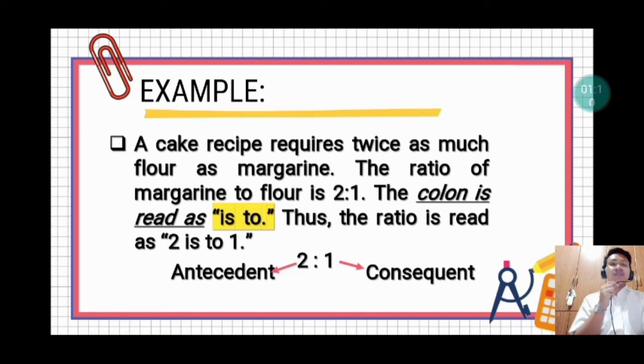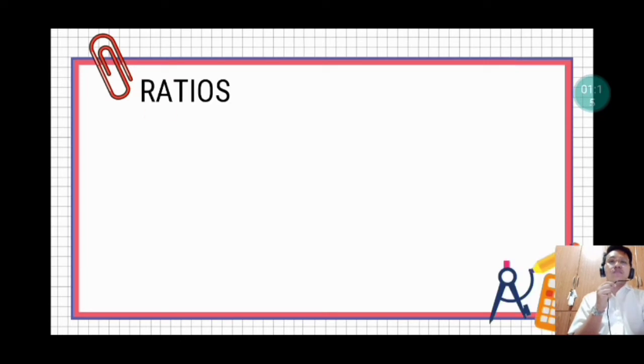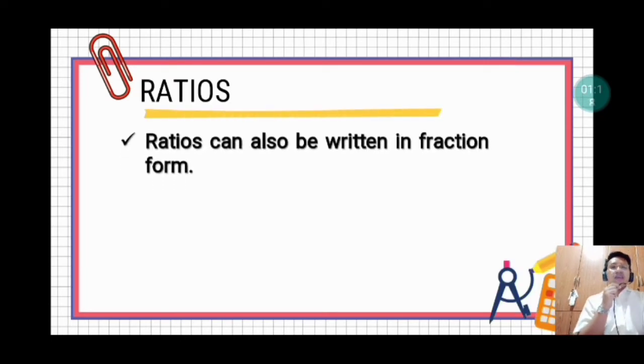All right, so let us proceed to the next definition of ratio. Okay, ratios can also be written in fraction form. So, sinasabi dito na ang ratios maaari din natin siyang isulat sa fraction form. Okay? So, for example, sa ratio natin kanina, sa ating previous example, 2:1, we can write that ratio as a fraction as 2 over 1.